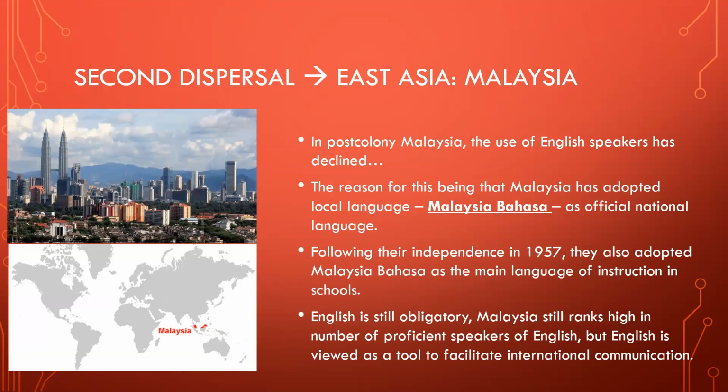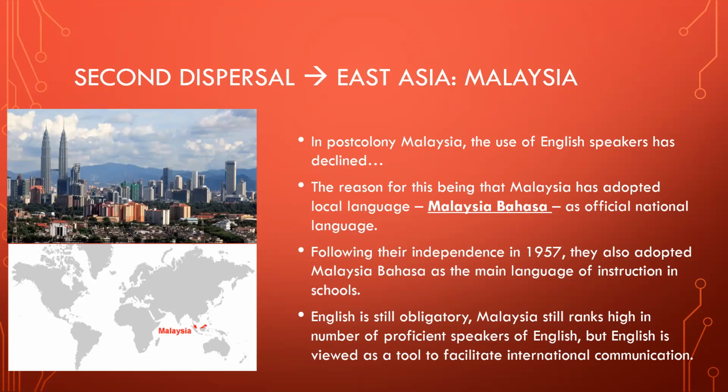So in Malaysia, the use of English has declined. This is in stark contrast to the other contexts that we've been talking about, where English still has an important role. But in Malaysia, it appears that the use has declined. The main reason is that there is a local language called Malaysian Bahasa, and it seems to have garnered a lot of support, and it has official language status. So it's the official national language.